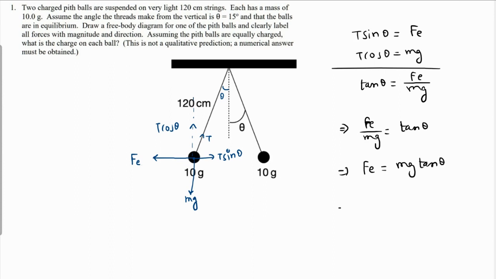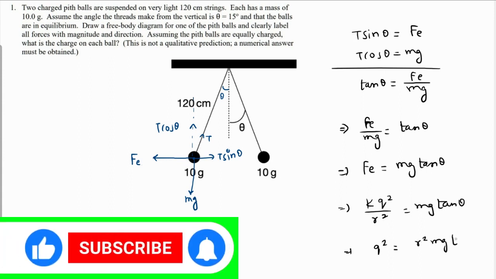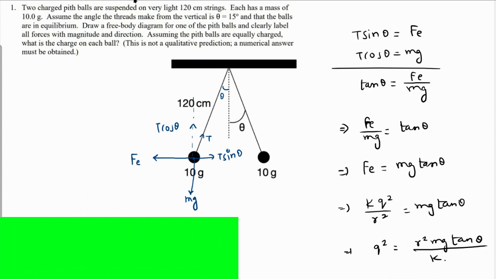And what is Fe? Fe will be k q1 q2, and they are the same, so that's q square over r square. So that is equal to mg tan theta. If you rearrange, then the value of q square will be r square mg tan theta over k. So r is something which is not known to us, right? So let me just try to solve for r.